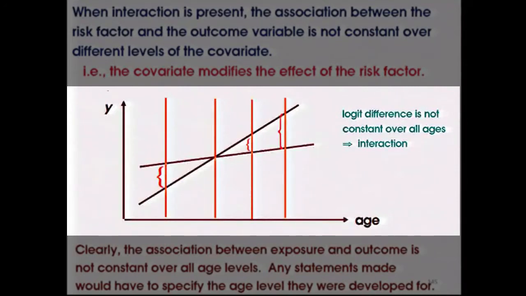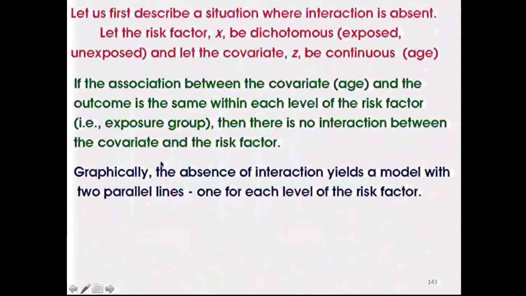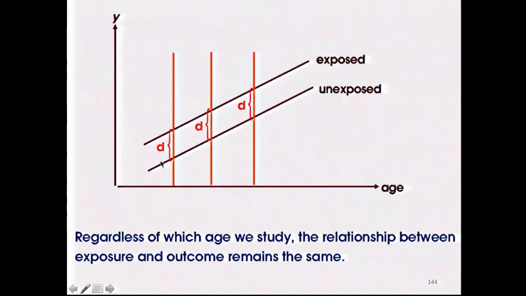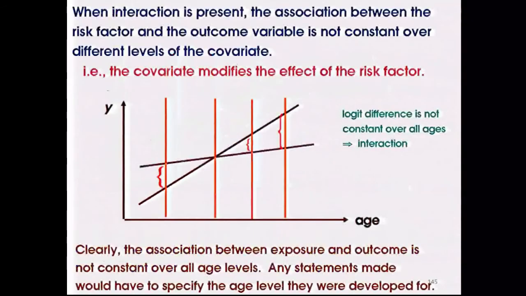So any statements that you would make, if you have a situation where there's interaction, are all about which age you're talking about. So you can't make a global statement like I could here. I mean, I could make a global statement. I could tell you what the odds ratio is controlling for age. I can't control for age here because every age is different. So I'd have to talk about what happens at each age. It's very important. So we have to understand whether we're in a situation of effect modification, which is this, interaction, or if the lines are parallel, in which case there's no effect modification, and then I can talk about confounding.